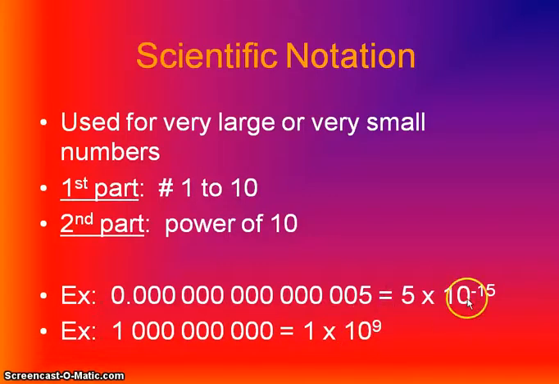So you can see it's just a little bit easier to write it in this format as opposed to writing all those zeros in. A good rule of thumb is if you're getting larger than thousands or smaller than thousandths, you should really be using scientific notation.